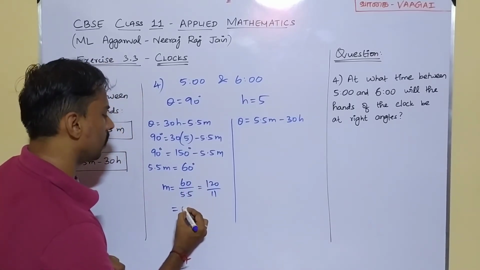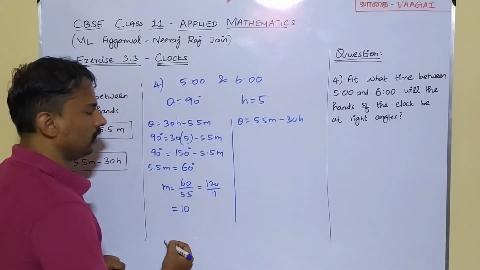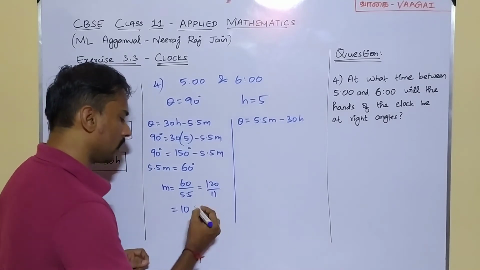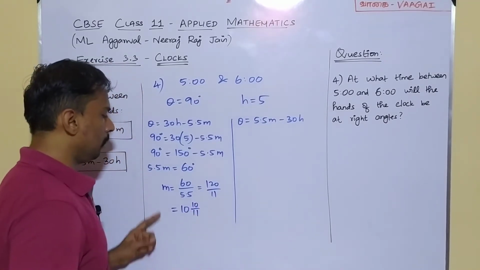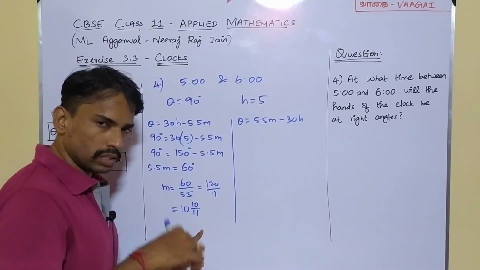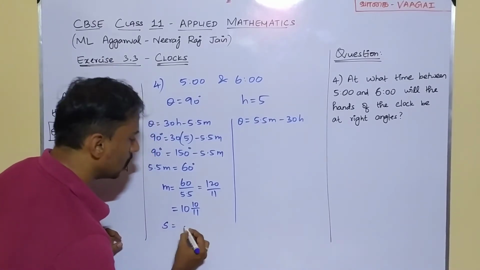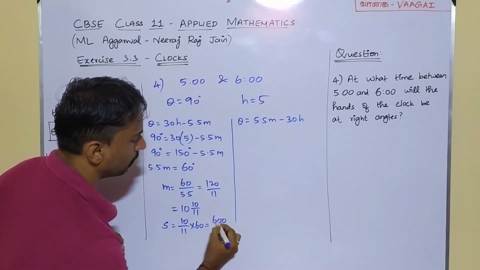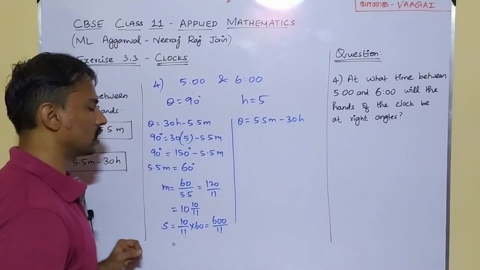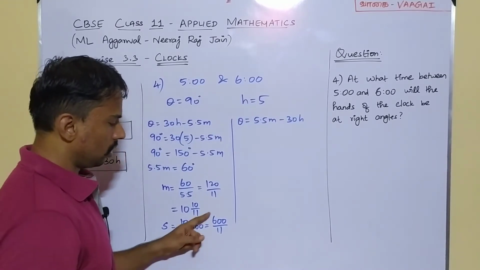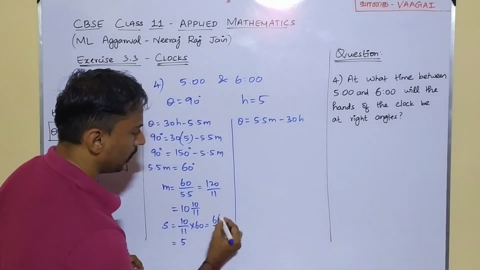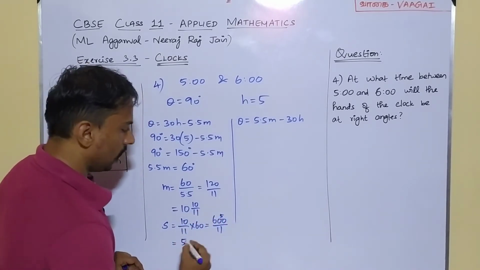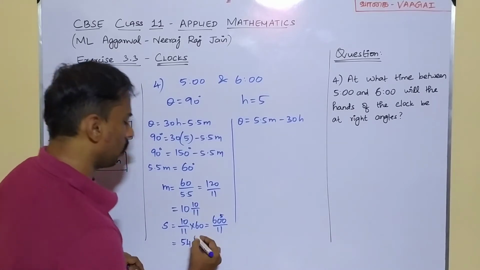I will be getting 11 tens are 110, and the balance will be 10, right? So I will have minutes as 10 by 11. Once again, if you want to convert it into seconds, you have to multiply 10 by 11 into 60, and this will give you 600 by 11. 11 5s are 55, and the balance will be 5 only, and 50 you have got here, and 11 4s are 44, and the balance you will have is 6 by 11.